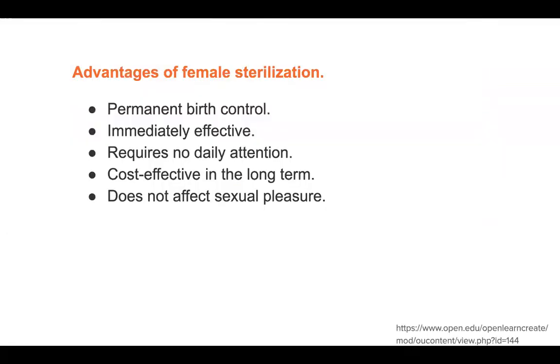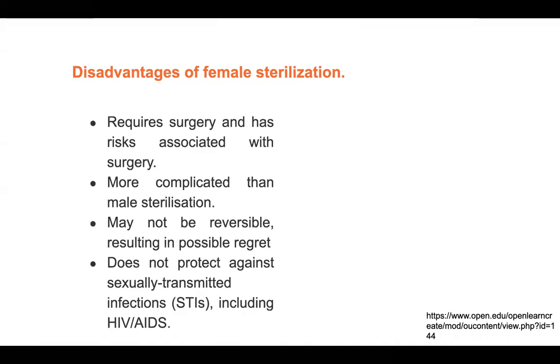Advantages of female sterilization: permanent birth control, immediately effective, requires no daily attention, cost effective in the long term, does not affect sexual pleasure. Disadvantages of female sterilization: requires surgery and has risks associated with surgery, more complicated than male sterilization, may not be reversible, resulting in possible regret, and does not protect against sexually transmitted infection, including HIV and AIDS.